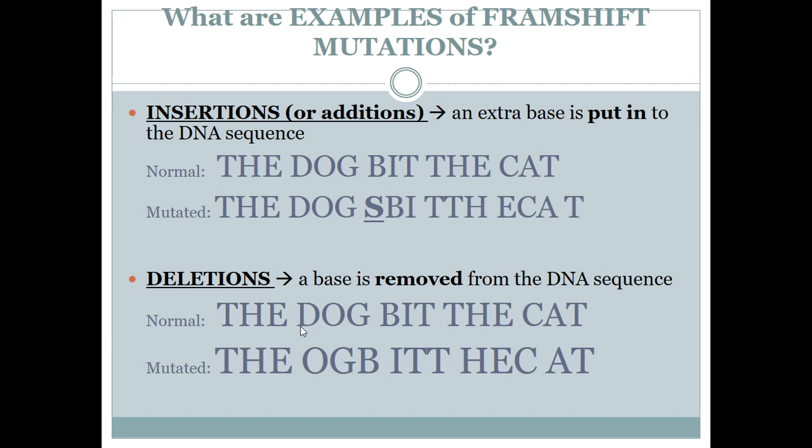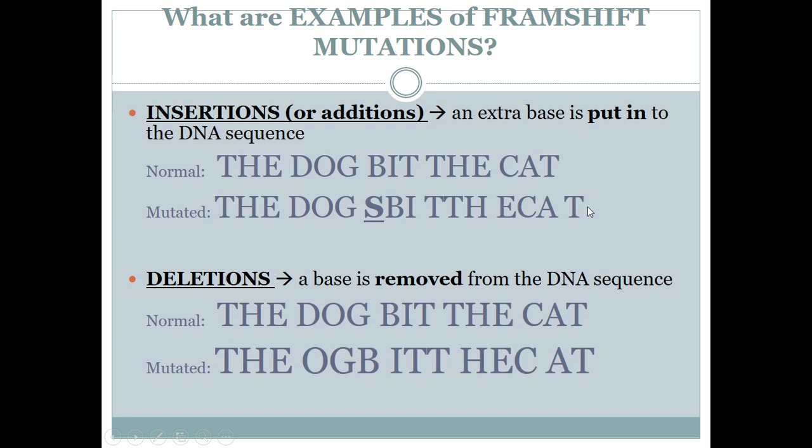So an example of an insertion, if we were to use a sentence in English. Again, we have the sentence, the dog bit the cat. That is the normal sentence. Here we have added the extra letter S, and we have inserted it right after the G. So now we can see it starts off the dog, which was normal, nothing changed there. But after the S, the entire reading frame completely changed after that.